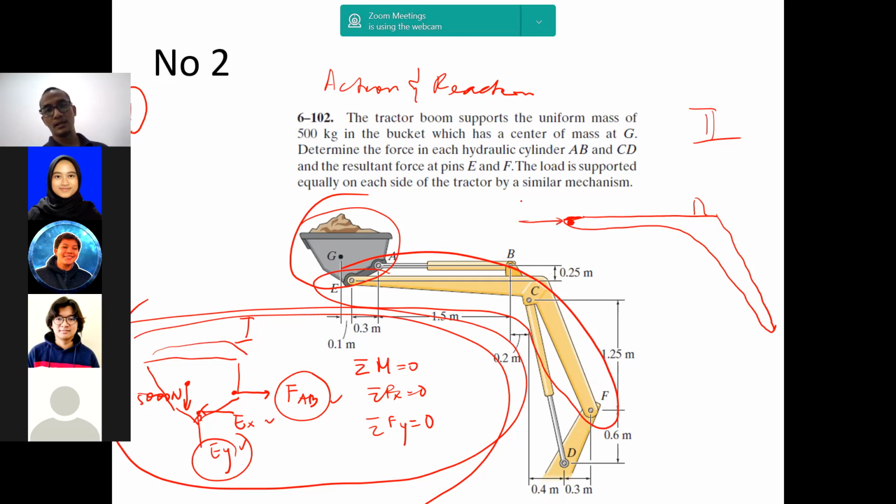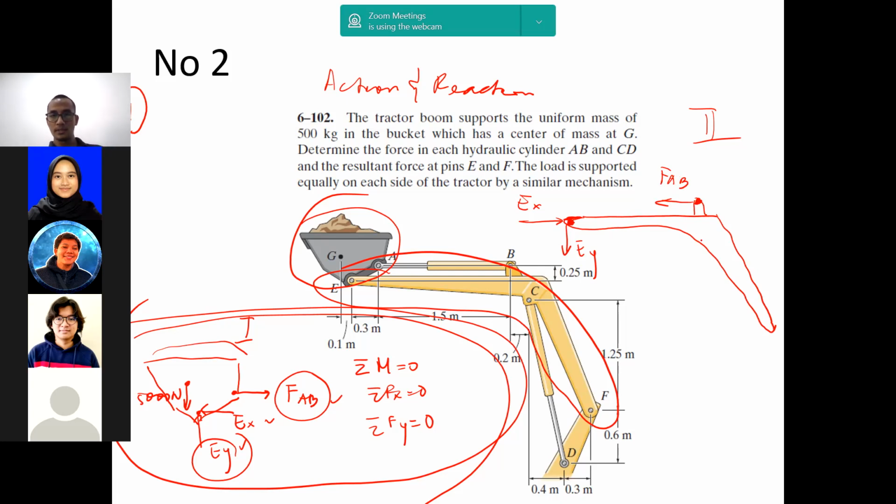Okay, EX. What else? EY is going up in the first free body diagram. In the second free body diagram, it's supposed to be going down. Okay, what else do we have? FAB is under tension. So here there is FAB as well, right, at point B? If it's under tension, it's supposed to be going to the left or right? Left, correct. This one is FAB.